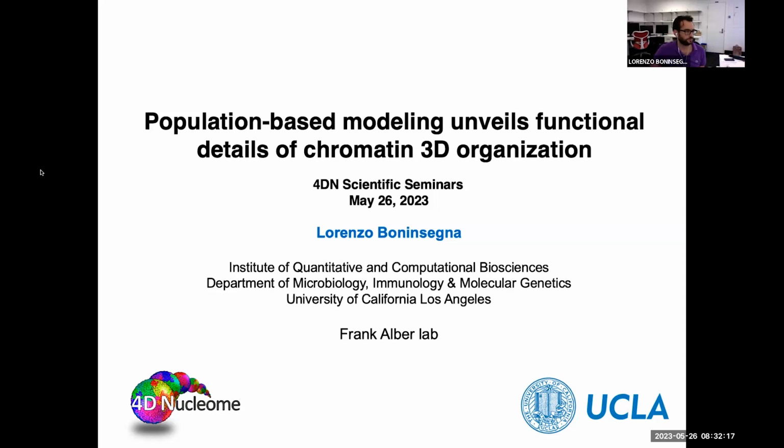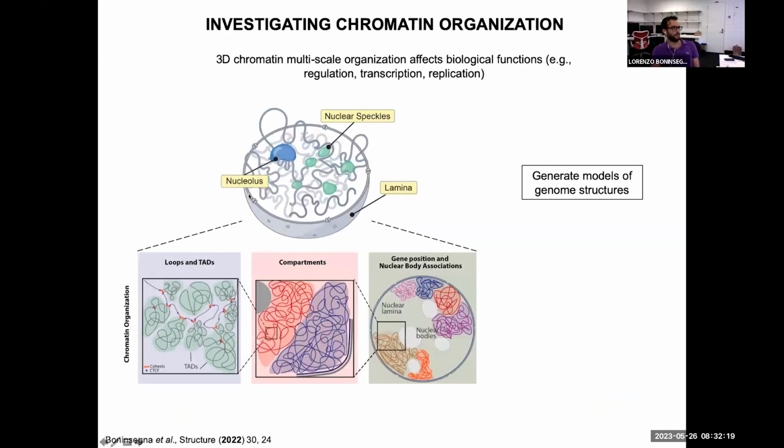Taylor already gave a very nice introduction of the general notion here. We're all here to investigate chromatin organization. We know the chromatin organization is multi-scale and is really functional. So this very specific organization is really necessary to be able to code the different biological functions, such as the transcription and the regulation.